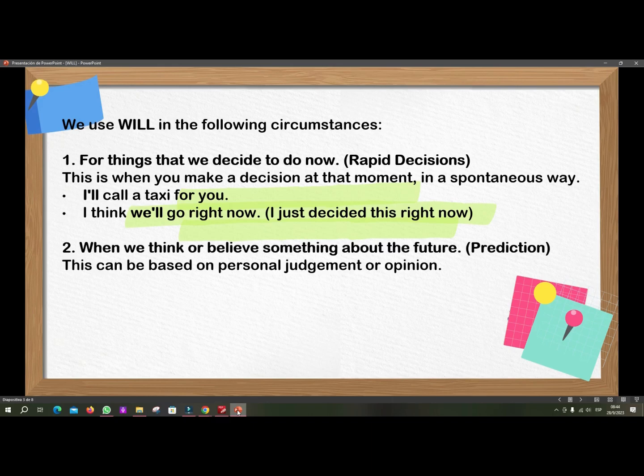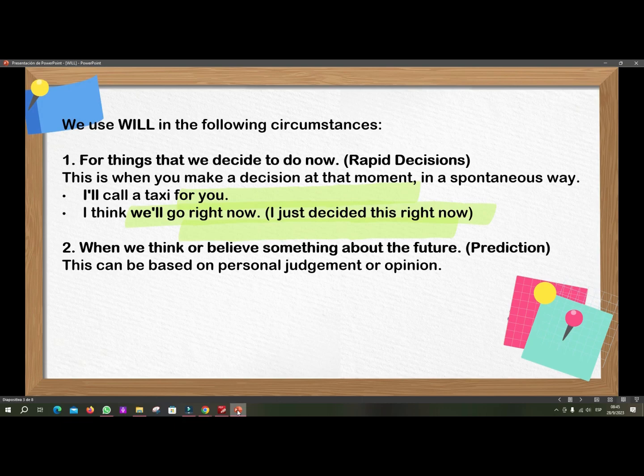Number 2, when we think or believe something about the future, like a prediction. This can be based on personal judgment or opinion. También podemos utilizar el futuro simple como una predicción. ¿Ok?